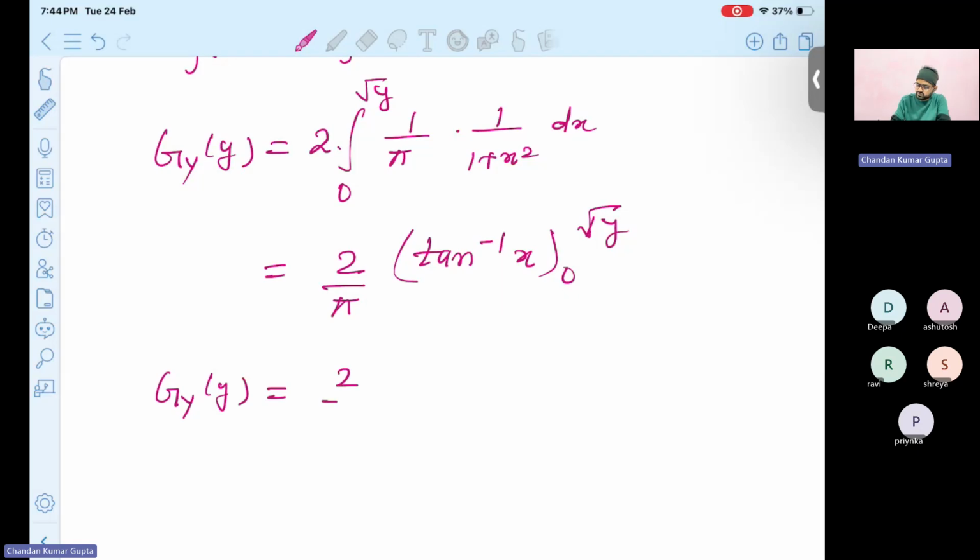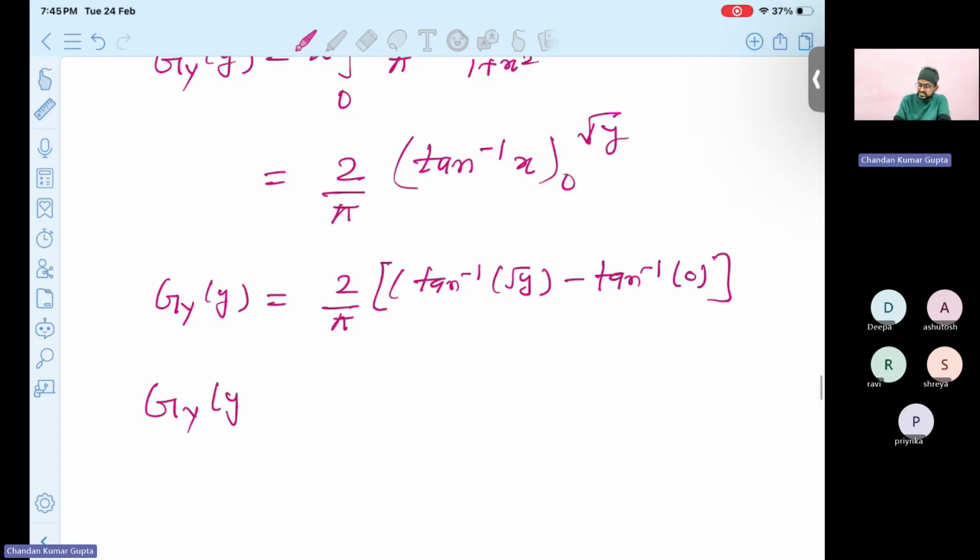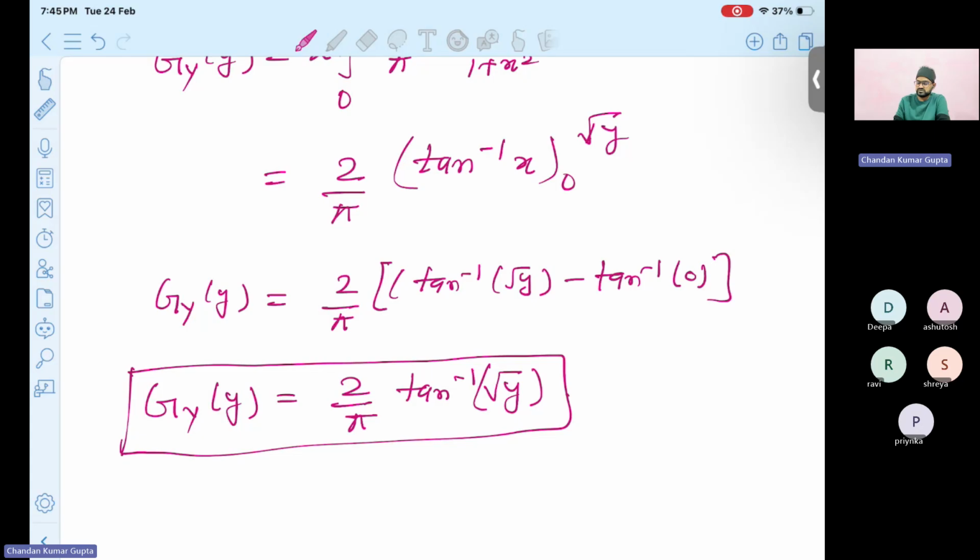It comes out to be 2 upon pi, tan inverse root y minus tan inverse 0. So overall, this is the CDF. Always remember, we are using the CDF approach. This is the cumulative distribution function of the random variable y. So it's tan inverse, I mean root y. So this is the CDF of the transformed variable y, which is equal to x square.